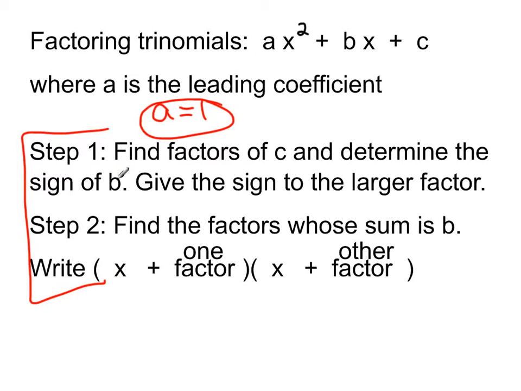The first step is to find factors of c, which c is here, and determine the sign of b. So whatever's in front of b, that's our sign. We're going to give the sign to the larger factors, and these factors that we're talking about are factors of c. Once we've done that, we're going to find the factors of c whose sum is b, and we'll write x plus one factor times x plus the other factor.